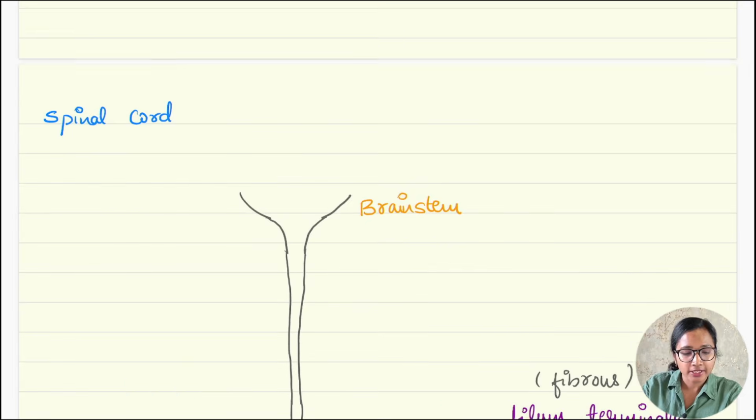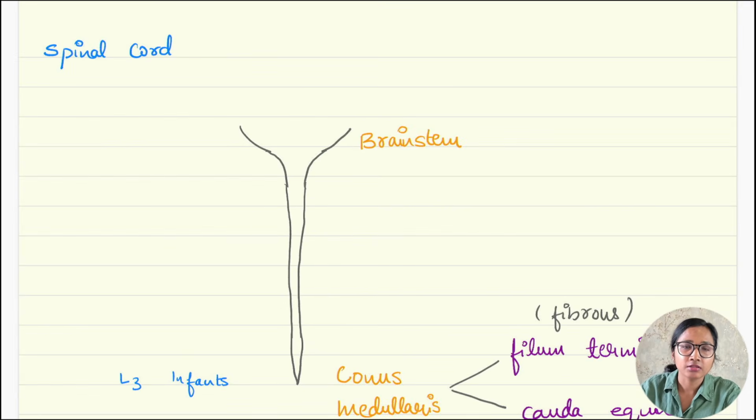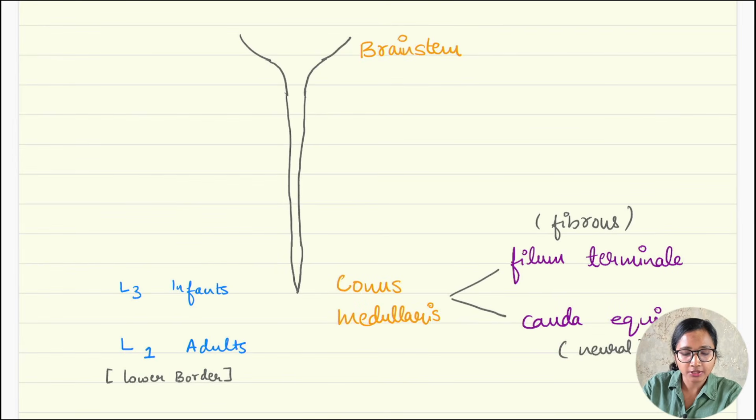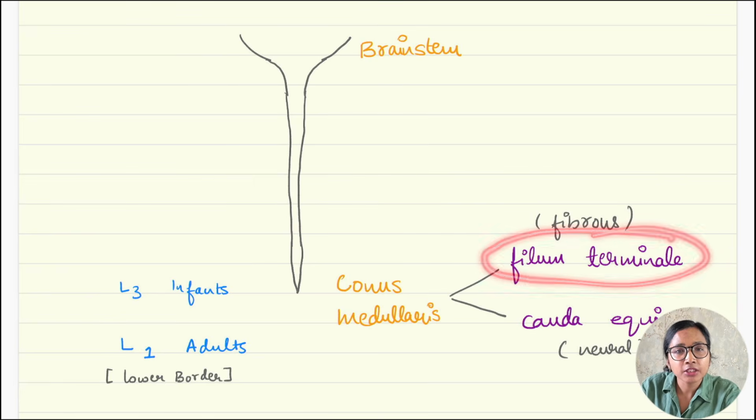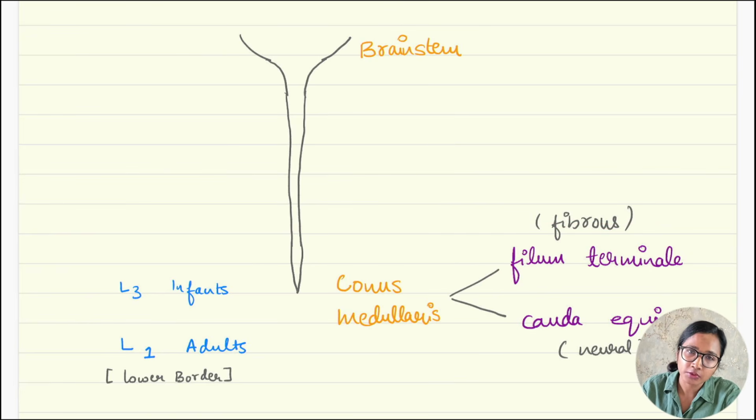Spinal cord runs in the spinal canal. Spinal canal extends from foramen magnum till sacral hiatus. So, spinal cord is an extension of brainstem and it ends at conus medullaris. Conus medullaris has two extensions. One is known as filum terminale. Filum terminale is a fibrous extension of conus medullaris, and the neural extension of conus medullaris is known as cauda equina. If we talk about adults, the spinal cord ends at lower border of L1.